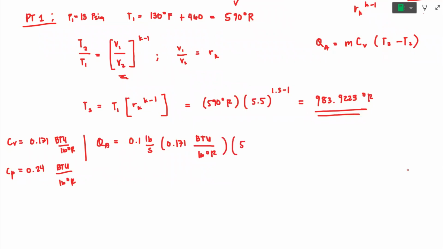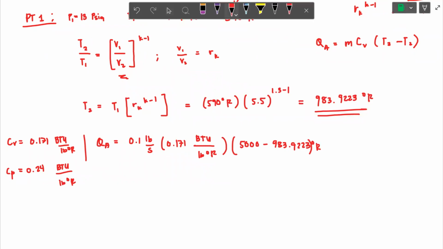Tapos T3 is 5,000 minus 983.9223 degrees Rankine. So, cancel mo yung same units. Si Rankine. This will be BTU every second. Okay? Ilang HP ba yun? Yung BTU per second. Okay, you have 550 BTU per second in 1 HP. Okay? Yun yung conversion niya. Hindi nyo naman kailangan kabisaduhin because that is the basic.